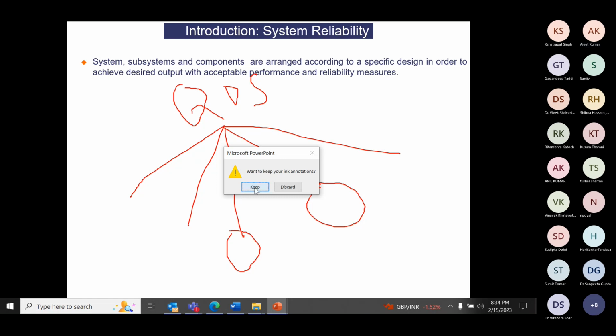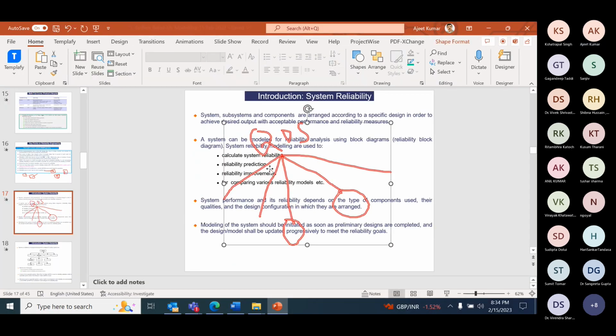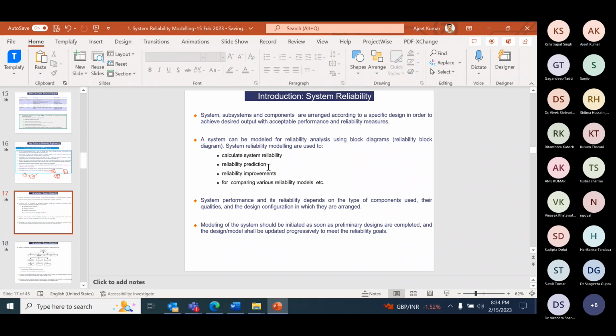Boss, if you allow, we can go. Correct? So, okay. Yes, system, fine.